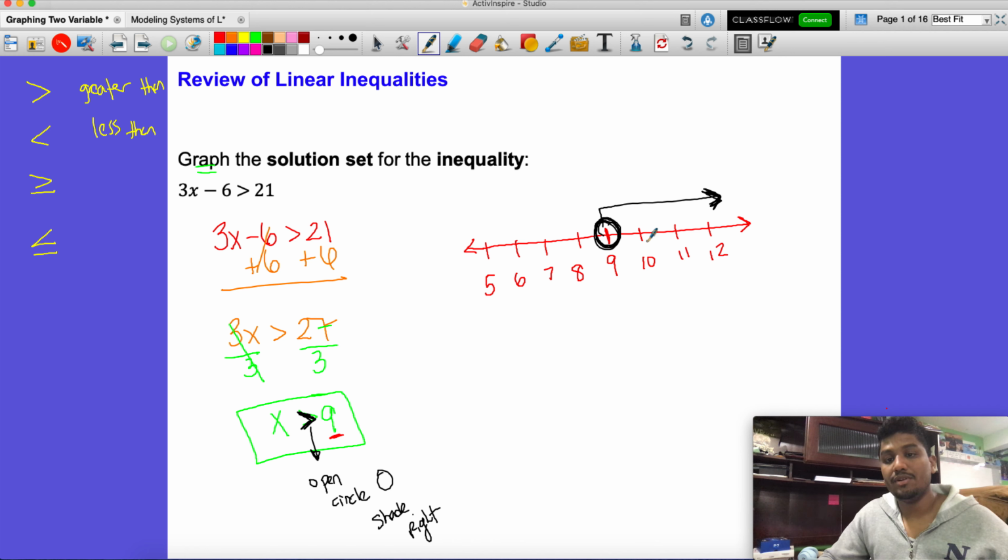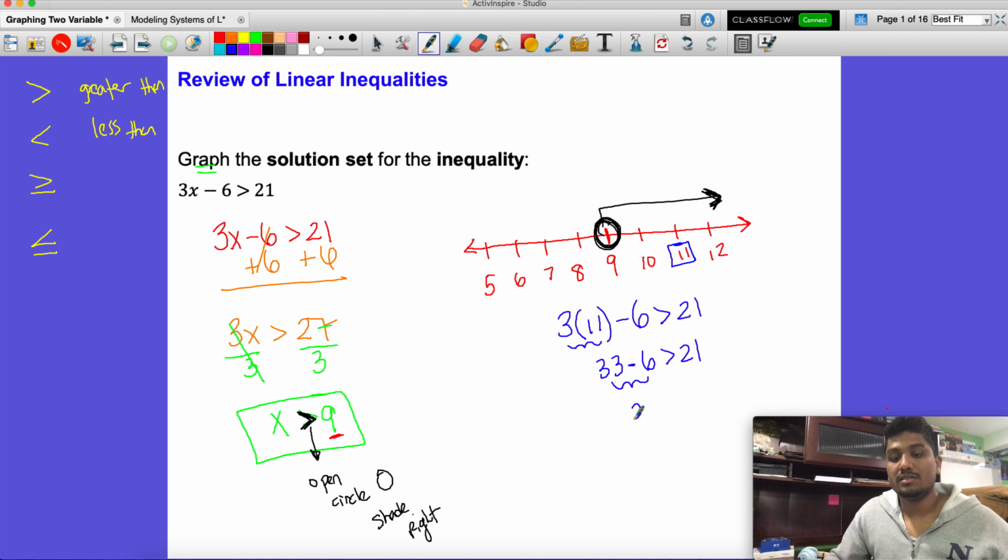Now this means that every number here is a solution. If we were to randomly choose a number, let's say we chose this 11 here, I'm going to plug it into this inequality. Instead of the x, I write 11. So 3 times 11 minus 6 is greater than 21. This is 33 minus 6 is greater than 21. If we simplify, this would be 27, and then you ask yourself, is 27 greater than 21?